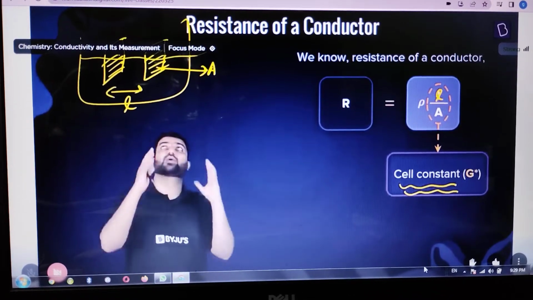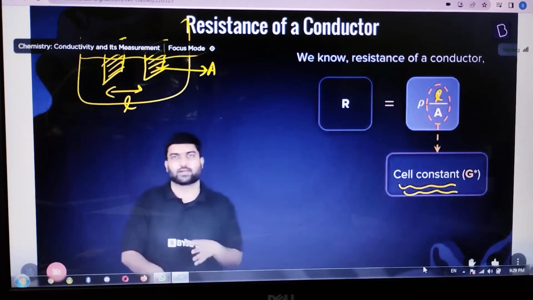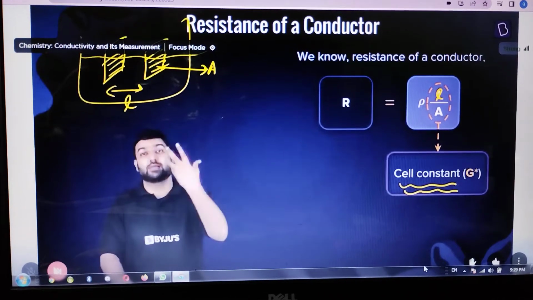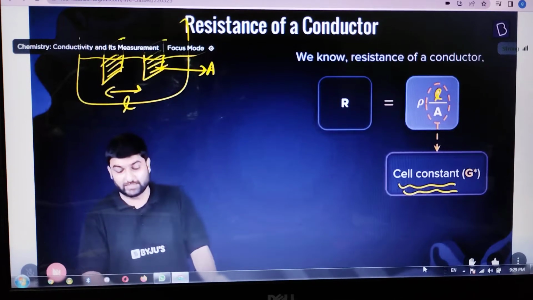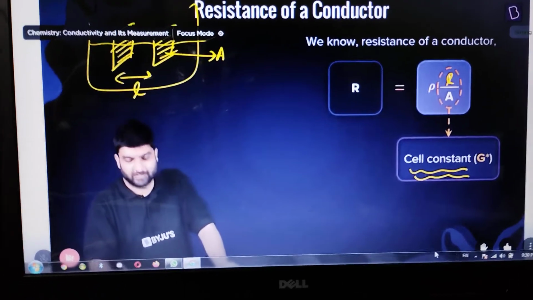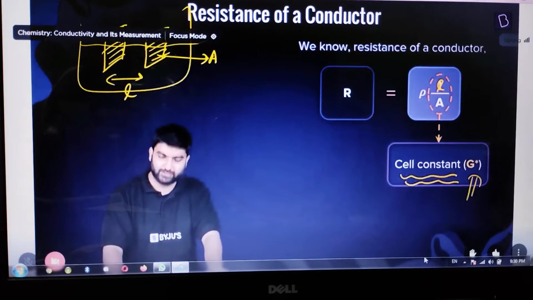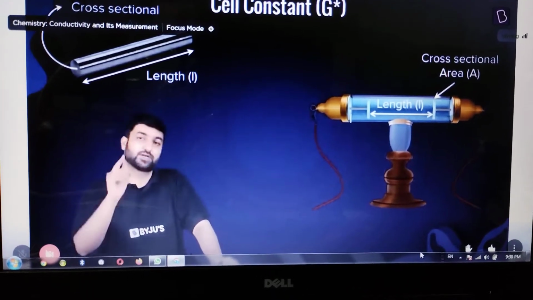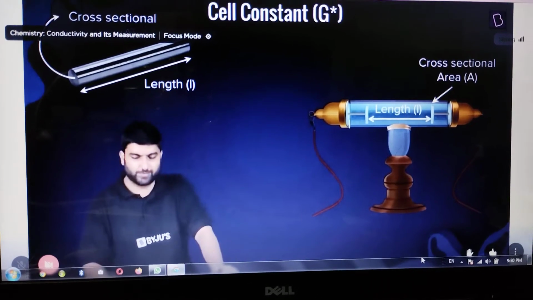So as long as you have a solution of this much volume with this much plates dipped into it, if you change the electrolyte, the L by A would not change. And that's why we call it a cell constant. We represent this thing over here by G star, right? Although G star is not that much of a standard, but you should know that. This is essentially what we have.